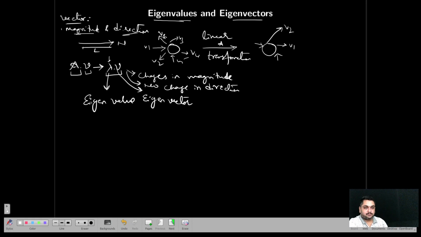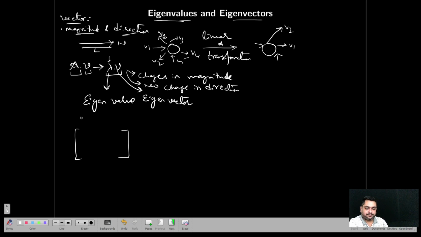So this is why we study the concept of eigenvalues and eigenvectors. Now, where are they applied? There are many applications. In my textbook I have given many applications. Let me explain one of the applications. So let us say I have a matrix.